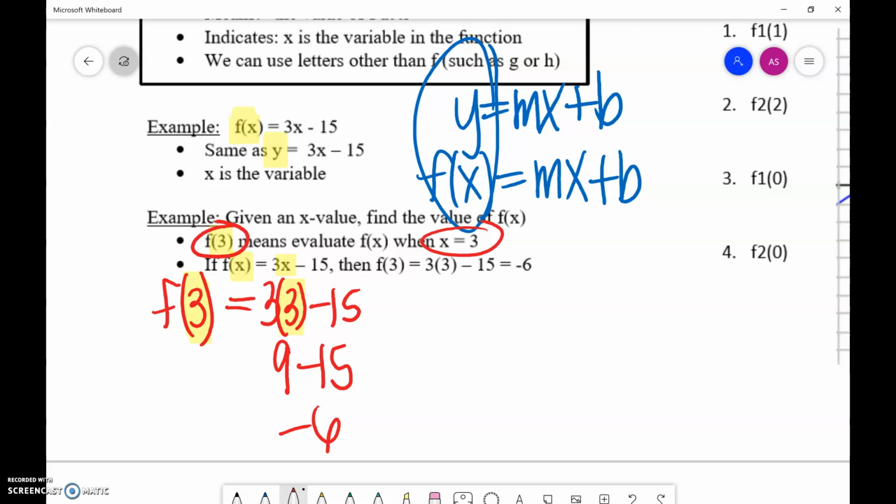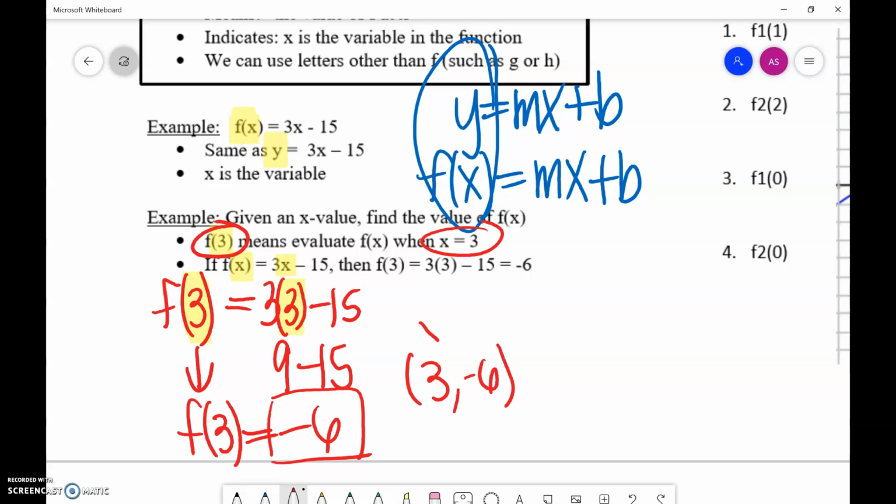So this is the answer that I'm looking for, but you do want to make sure you bring down your function notation. My full answer is f of 3 equals negative 6. If it's easier, you could just write it as a point because this is a coordinate point. This is my x, this is my y. So this is like saying when x is 3, my y is negative 6.